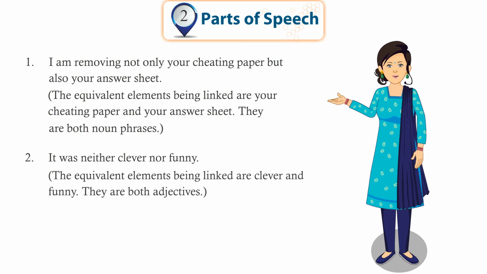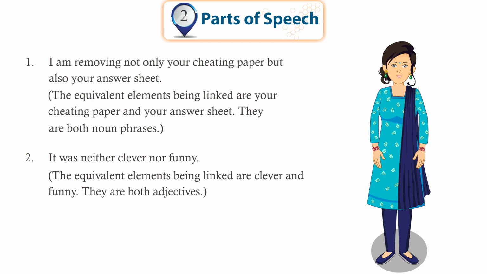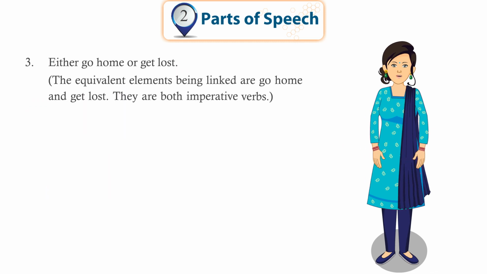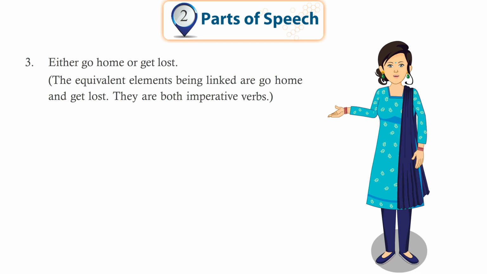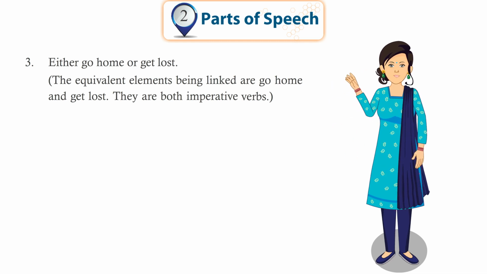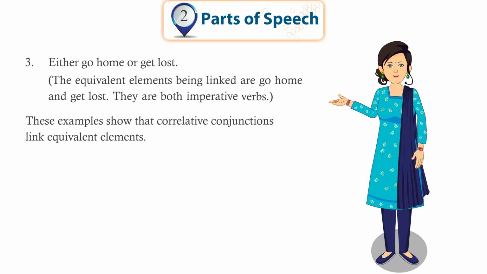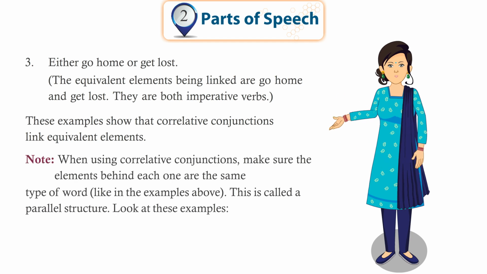It was neither clever nor funny. The equivalent elements being linked are clever and funny. They are both adjectives. Either go home or get lost. The equivalent elements being linked are go home and get lost. They are both imperative verbs. These examples show that correlative conjunctions link equivalent elements.